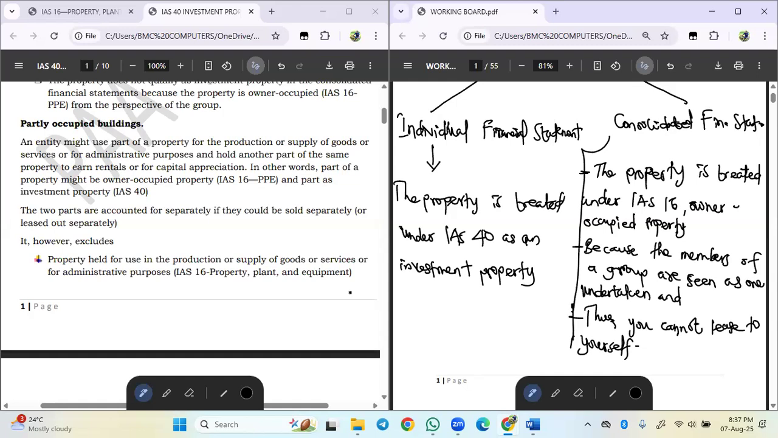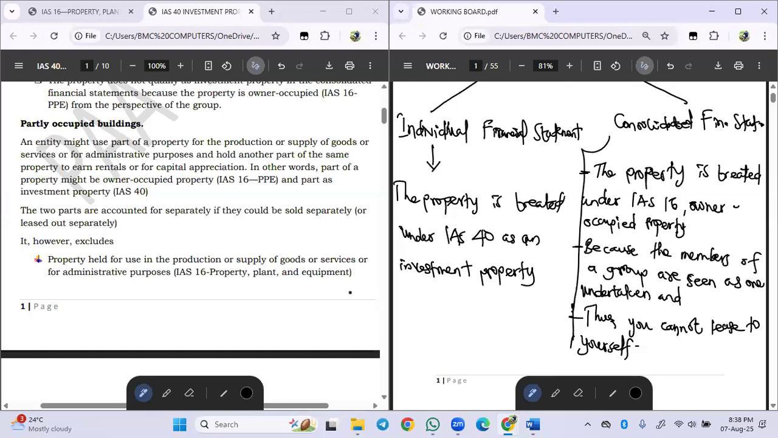Now it's the same building, but the 2 floors that are being used by the entity for their administrative purposes will be treated in accordance with what? IAS 16 PPE. And the other 3 for rental purposes will be treated in accordance with IAS 40 investment property. And we will solve a question like that, okay?